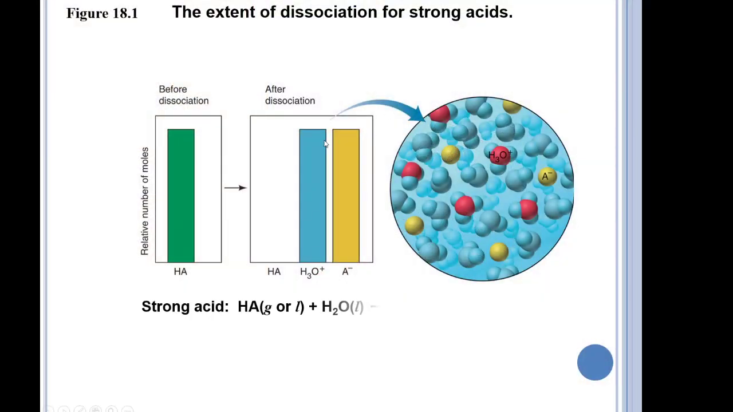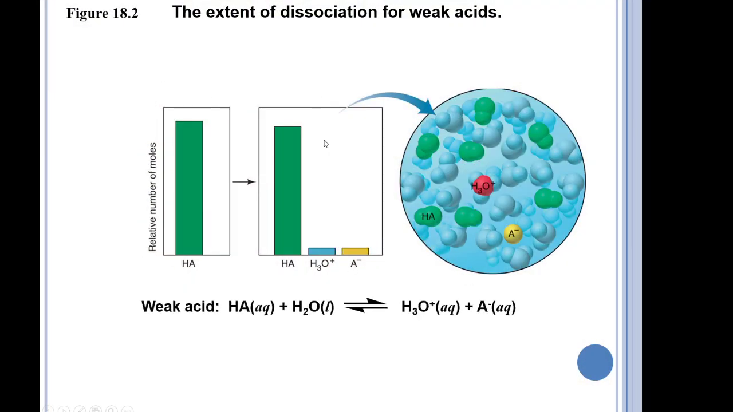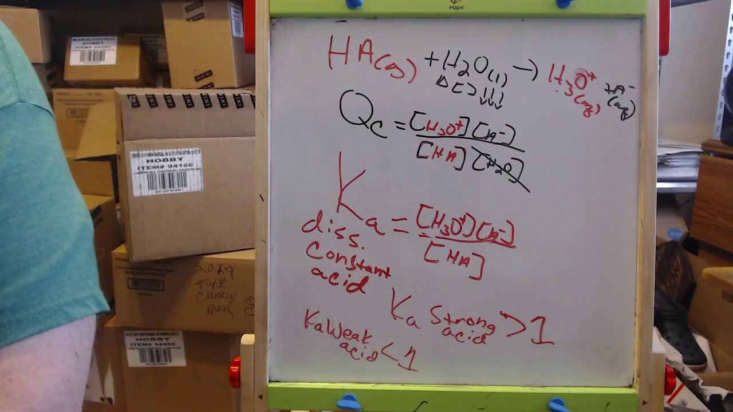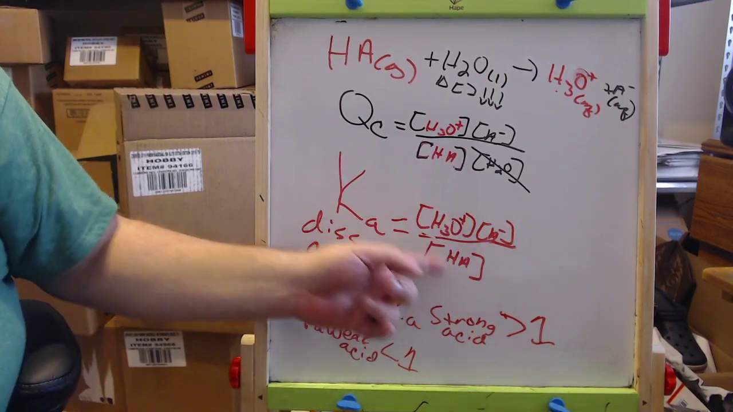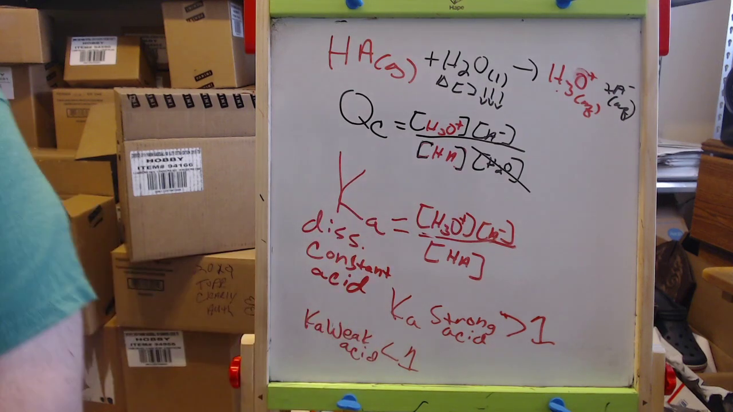For a weak acid, I start with a large amount of weak acid, and after dissociation, I barely changed. I get a little H3O plus, I get a little A minus. So, very big number, very small number, small over big, and it's going to be less than 1.